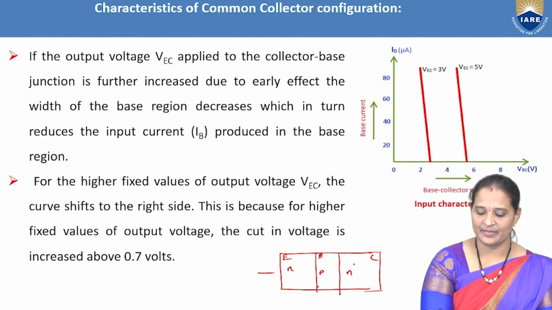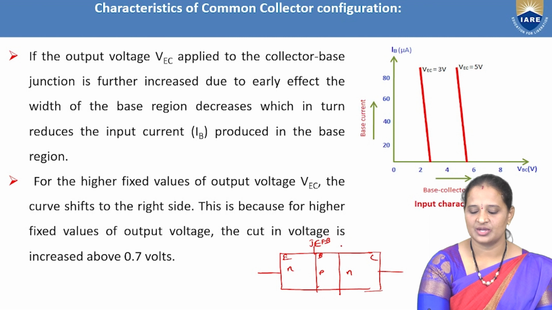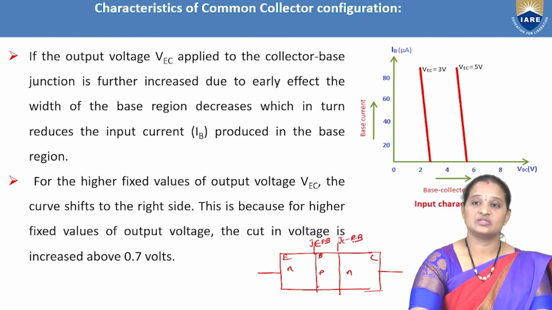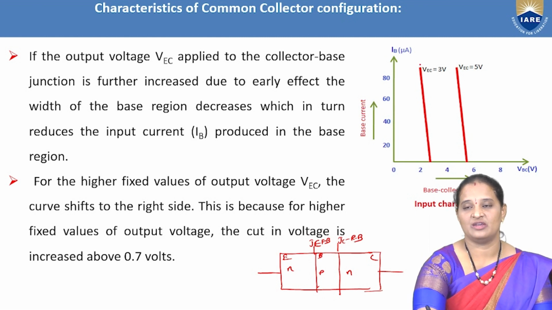So now what happens here? Always remember, the emitter to base junction is forward biased, emitter junction is always forward biased, and the collector junction is always reverse biased. So here now, whenever VEC, what do you mean by VEC? This is the voltage between the collector and emitter terminal.